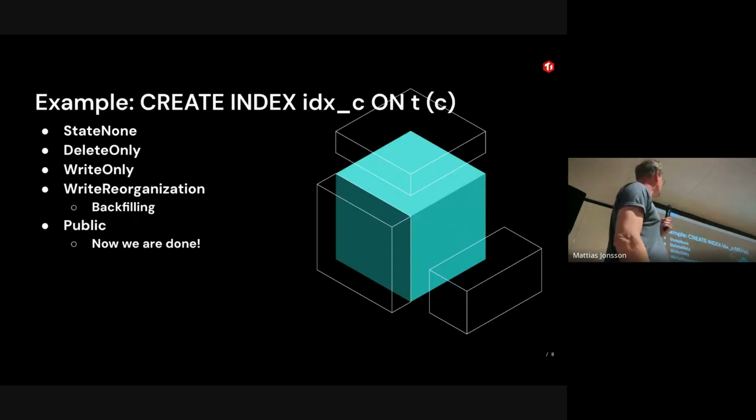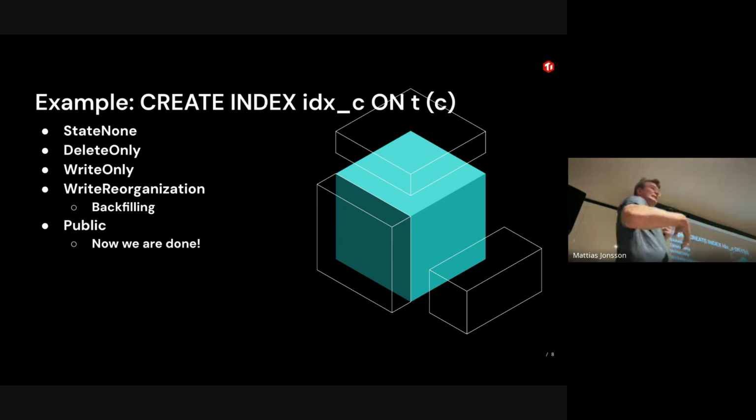So as an example, let's create an index. What we do is actually from a paper by Google, Online Schema Transactions in Spanner F1, I think it is. I have a link to it later. We can split it into several different states. So state none, that's when the index doesn't exist. Then there's a weird state, delete only, where there's nothing. I'll come back to that one.